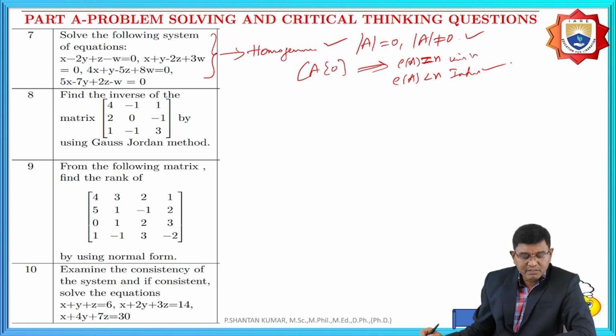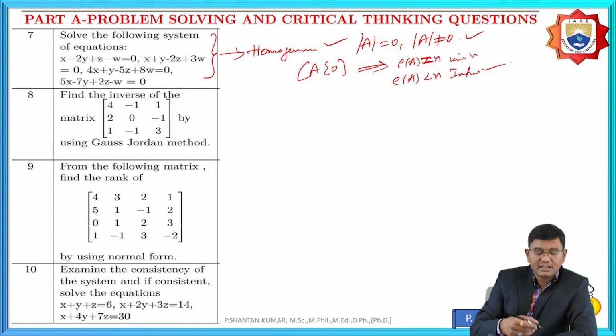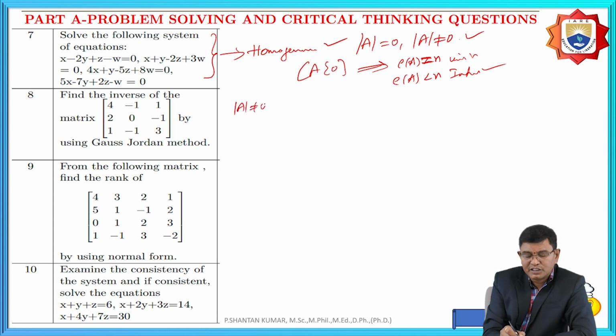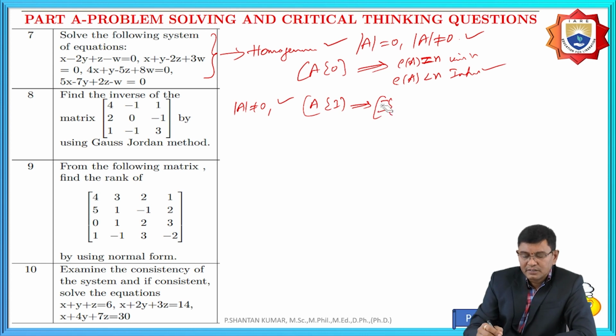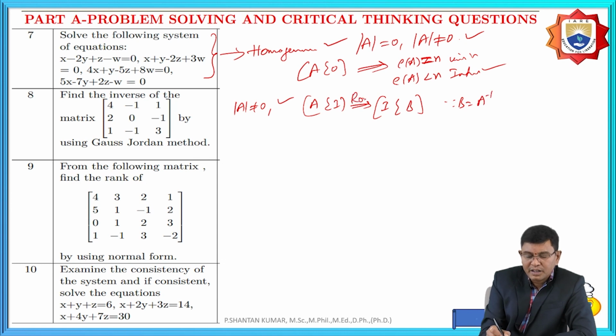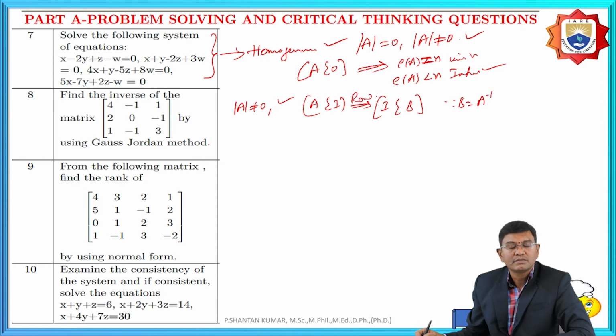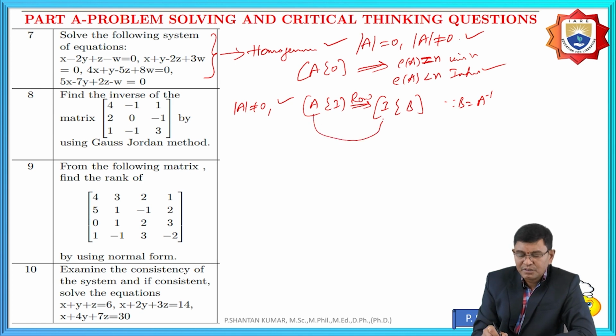Next one, find the inverse of the matrix by using the Gauss-Jordan method. This is like the previous example. First consider the determinant of A is not equal to 0. Then we write [A | I], and reduce it to [I | B], since B is nothing but the inverse of the matrix. Here only the row operations are used, from A to I, and I to B.